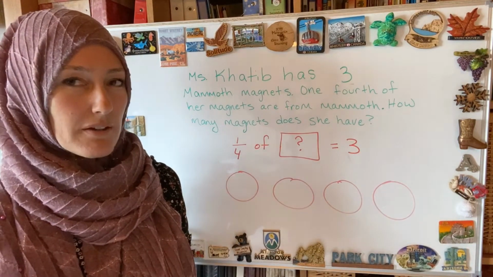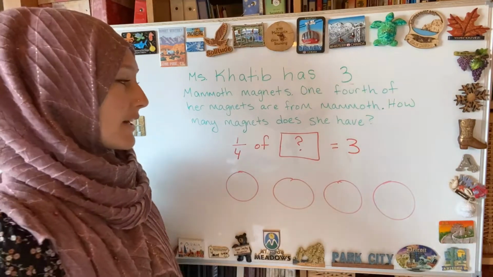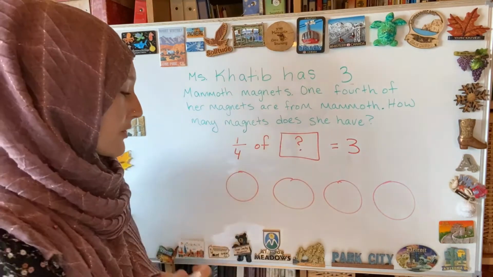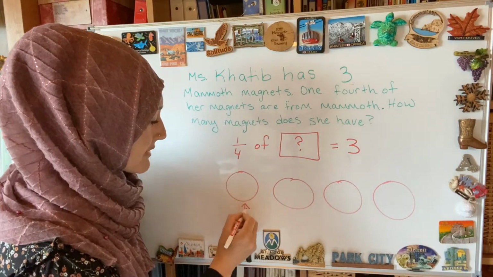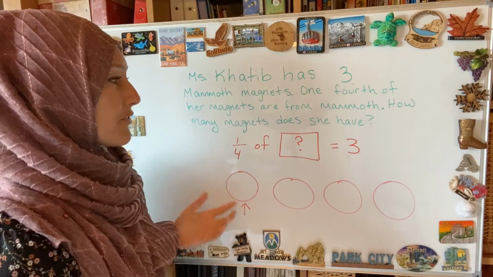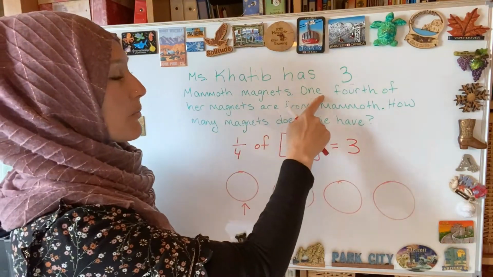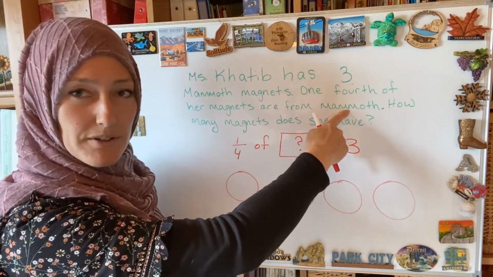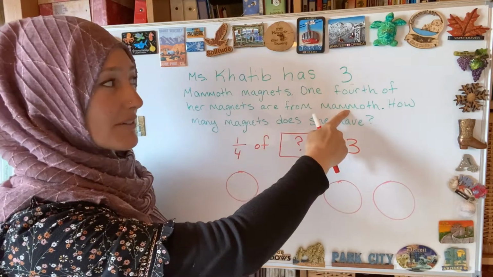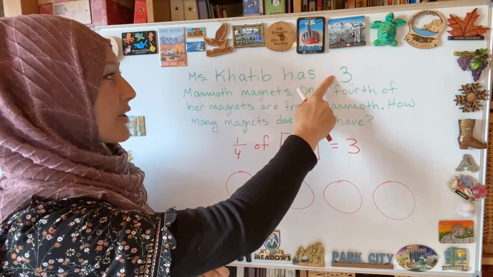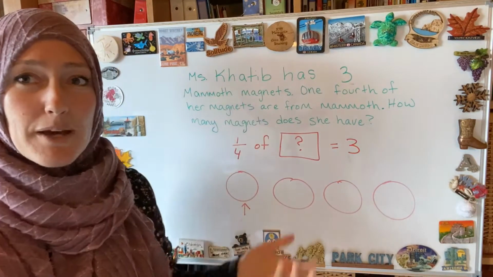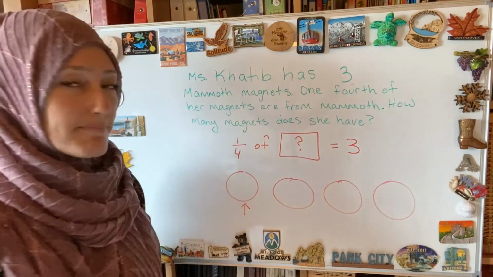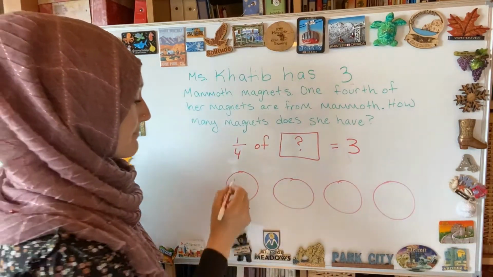and then what do I think? Okay, so I have my 4 groups. 1 out of the 4, so I'm just talking about one specific group. 1 out of my 4 is what? Well, 1/4 of the magnets are from mammoth. Do I know how many mammoth magnets I have? Yes, right here. 3 magnets are from mammoth. So how many should I draw in the circle? I should draw 3.